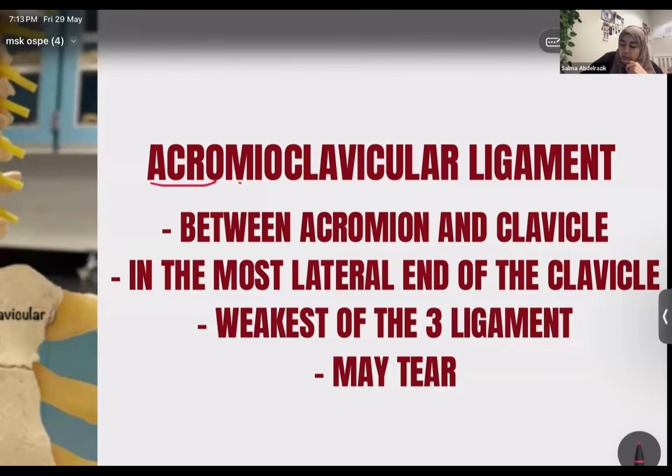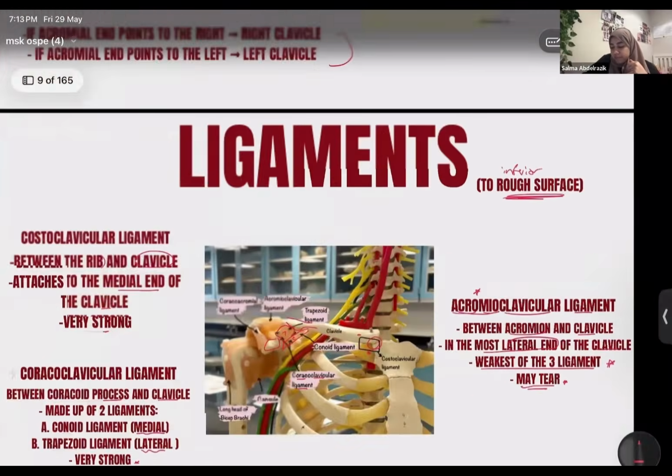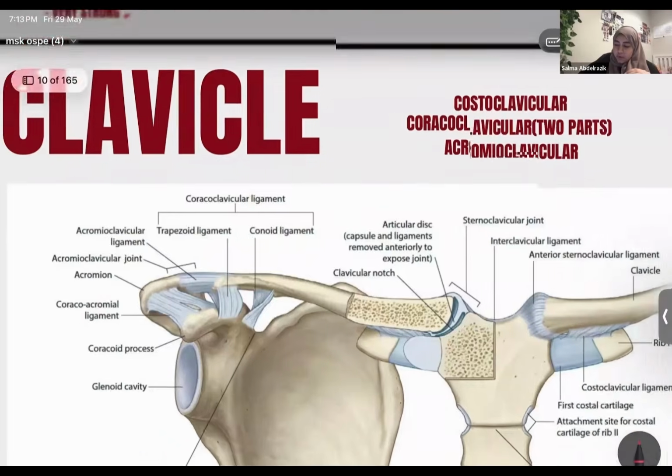We have the acromioclavicular ligament. It's between the acromion and the clavicle, at the most lateral end of the clavicle, hence the acromion. And it's the weakest of all three ligaments. So the strongest is the coracoclavicular, the weakest is the acromioclavicular. This is foreshadowing things coming. Here it is, the acromioclavicular ligament connects the acromion with the clavicle. Ignore everything else because they're basically spoilers for what's coming.